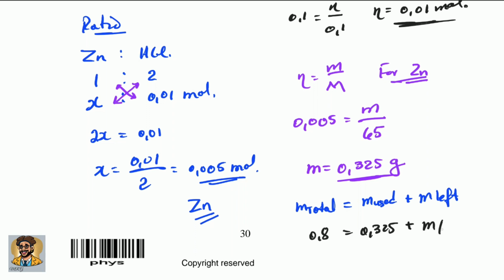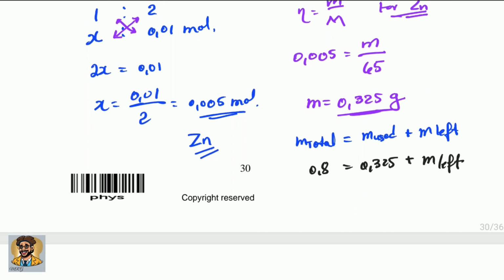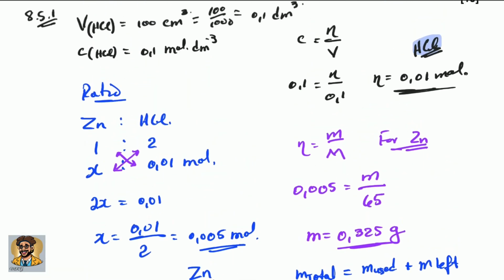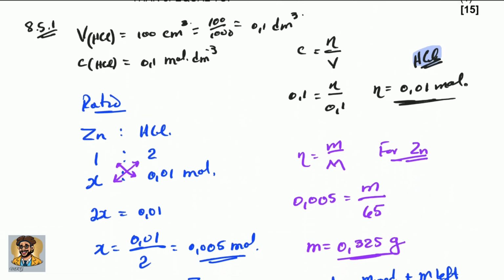Let me write it here. Left: it's 0.8 minus 0.325. Mass left is equal to 0.475 grams. This is the answer here. And I hope it's clear. I hope you understand what to do in this stoichiometry calculation.